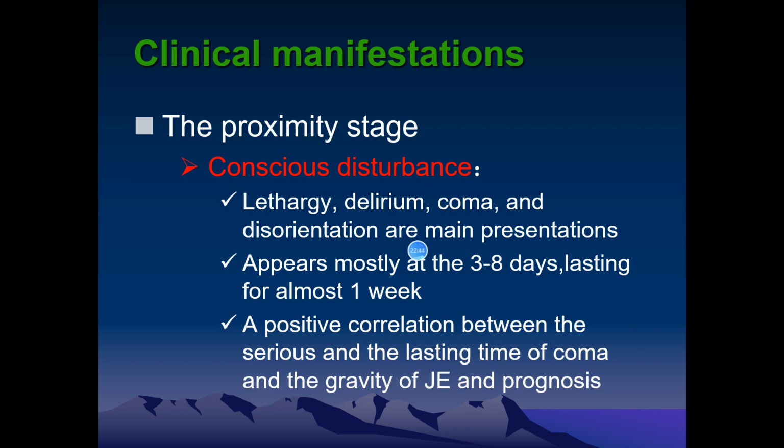The consciousness disturbance. Lethargy, delirium, and disorientation are among the presentations. Consciousness disturbance appears at 1 to 2 days of the course, but mostly at 3 to 8 days, lasting for almost 1 week. There is a positive correlation between the depth and the duration of coma and the gravity of JE and the prognosis.